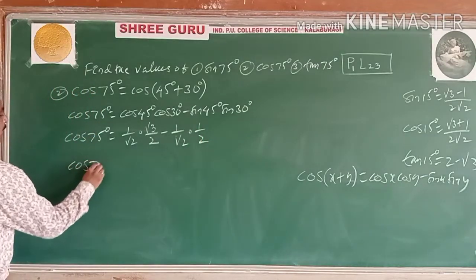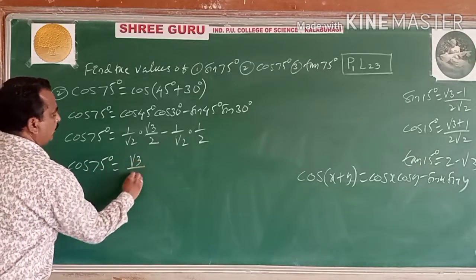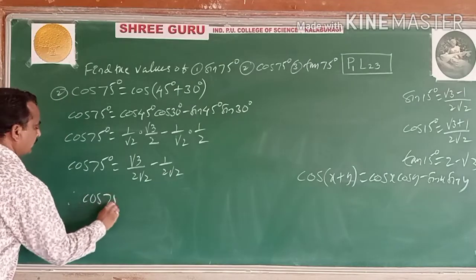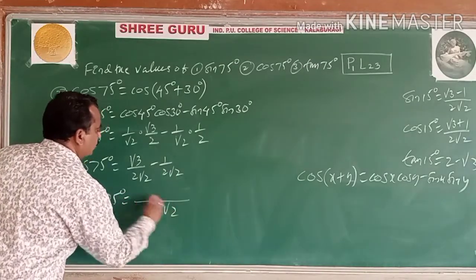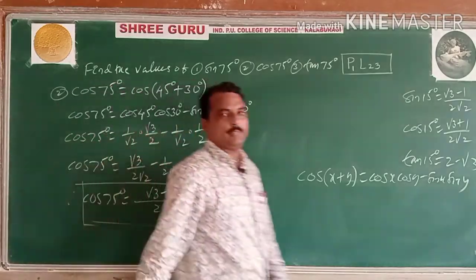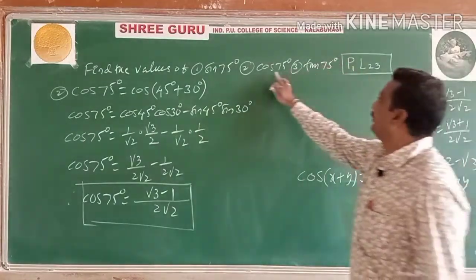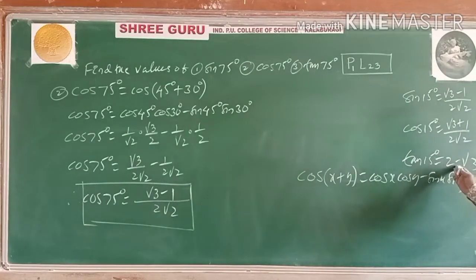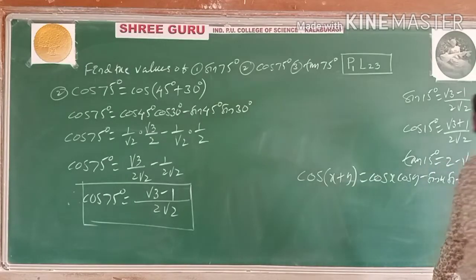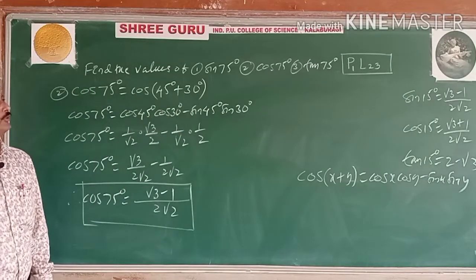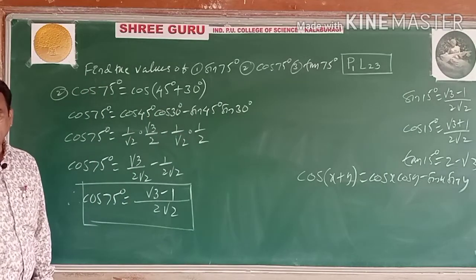Simplifying, cos 75 degrees is equal to √3 by 2√2 minus 1 by 2√2. So 2√2 is the LCM here. Cos 75 is (√3 minus 1) over 2√2. You may make it homework: calculate sin 75 degrees and tan 75 degrees, same type as what you have calculated. After getting the values you may rationalize it. You will get the tan 75 degrees answer. So this is sin 75, cos 75, tan 75.